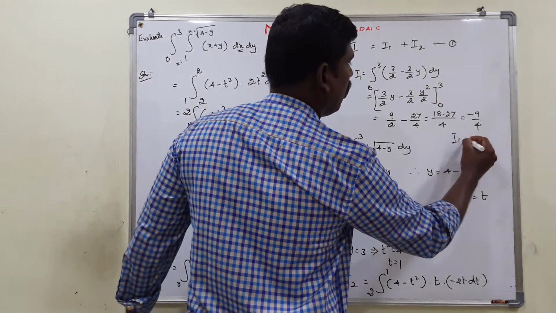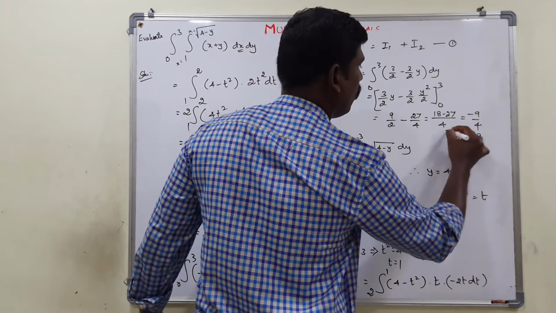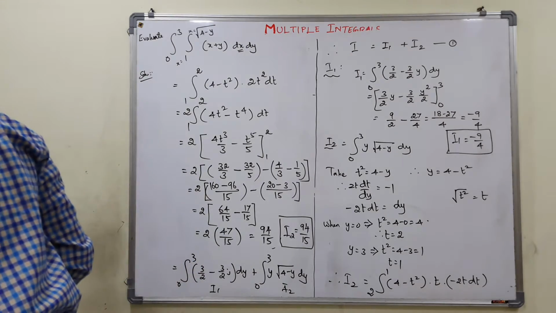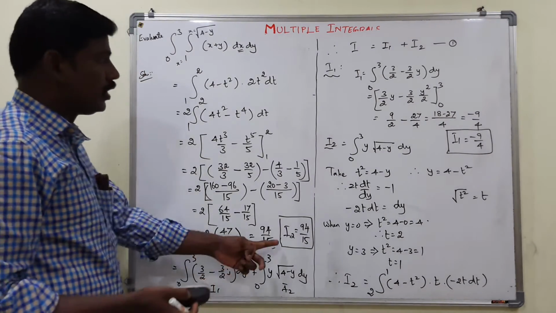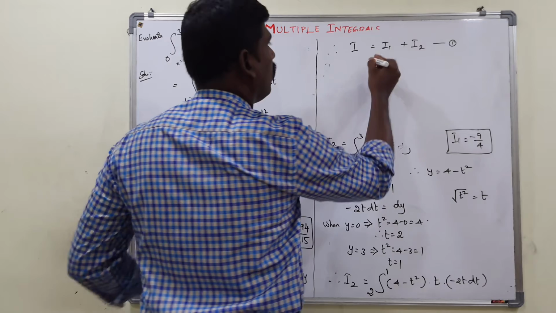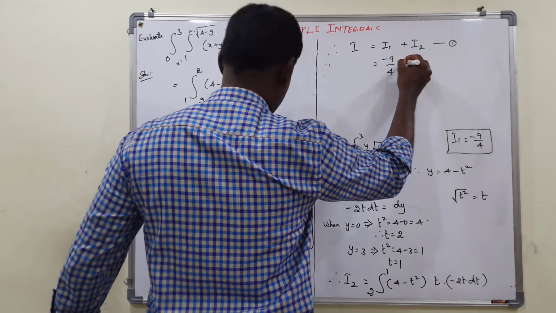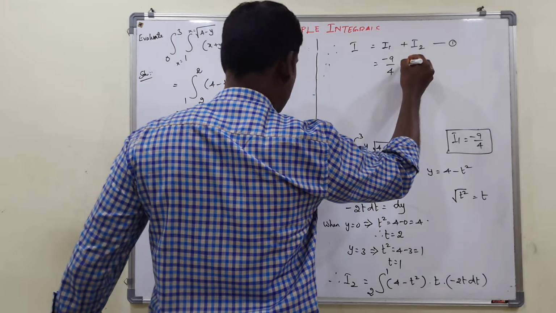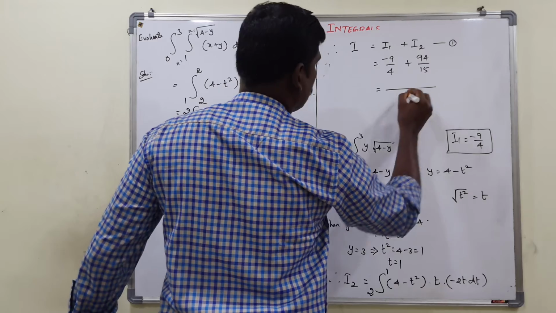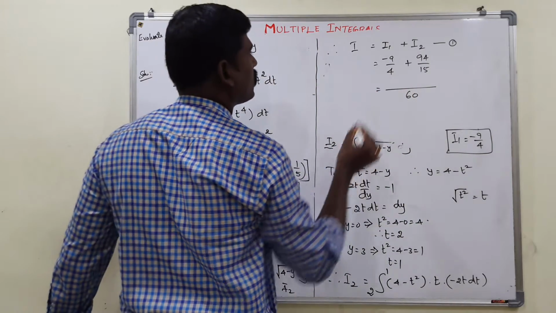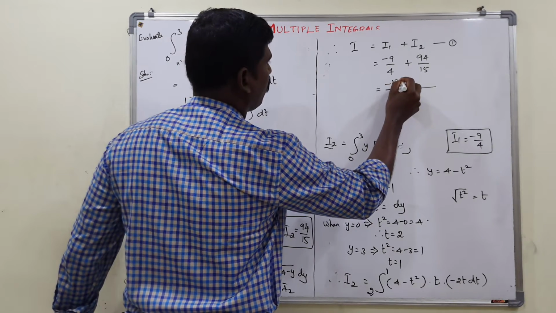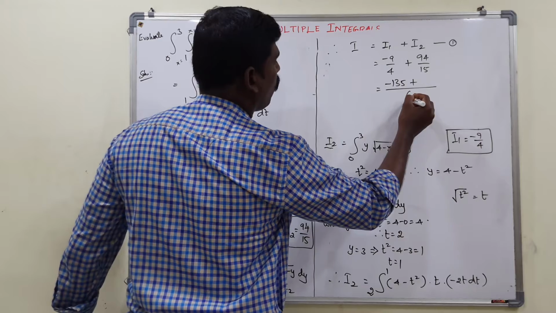What is I1? I1 is equal to, already found, minus 9 by 4. Isn't it? Now I2 is 94 by 15. Right? That's all. So after finding I1 and I2, substitute in I, you can get the answer. What is I1? Minus 9 by 4 plus I2, plus 94 by 15. Now taking LCM as 60. So 15 fours are in 60. So multiplied by 15, it is 135.